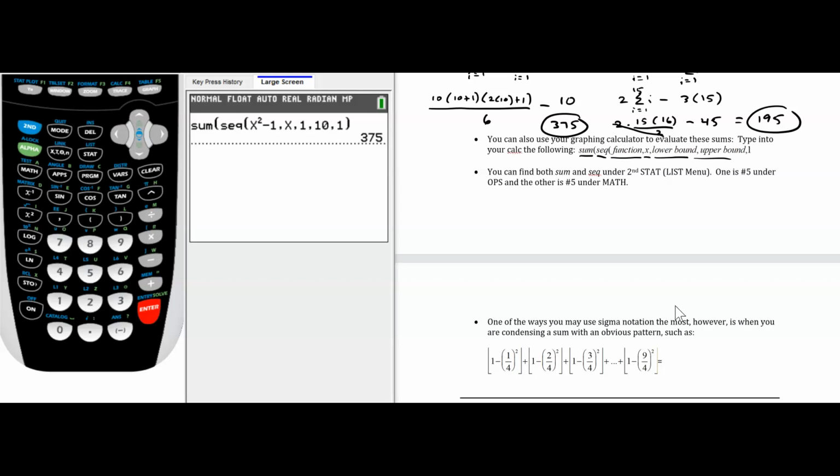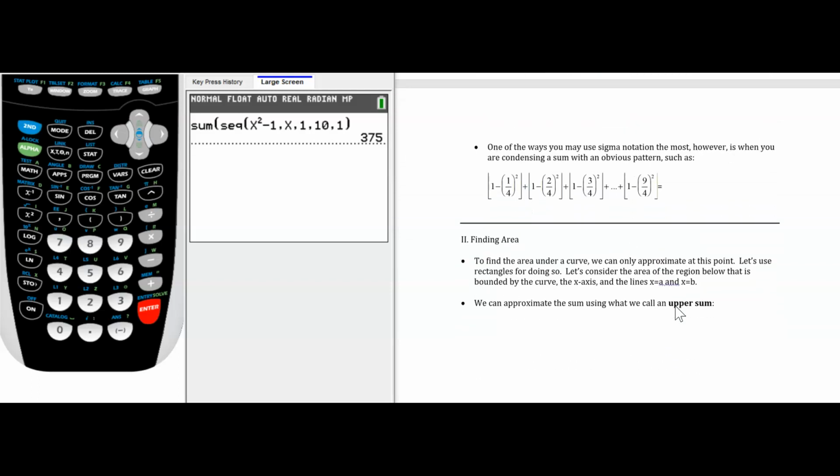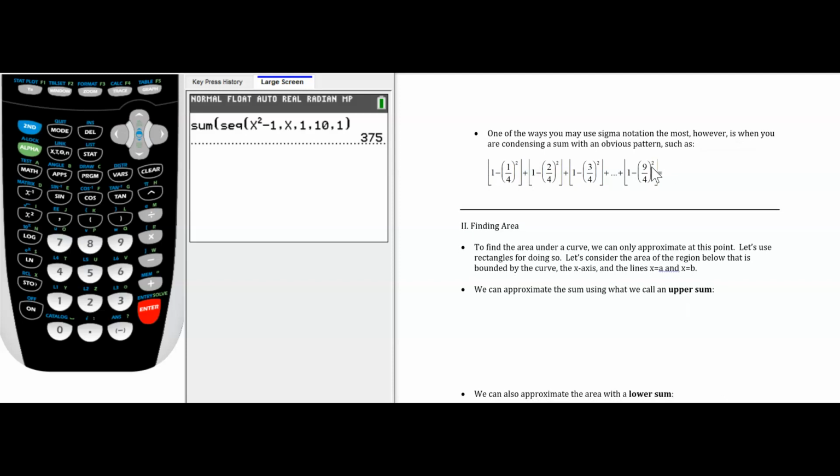So this last example that we're going to look at in this one is that sometimes you're going to have to take your patterns that have been revealed and condense them into sigma notation. So you're going to see this with the area videos coming up. When you have a pattern like this, you say, oh, well, there's only a small change each time, and at first you could see when you have this expression 1 minus 1/4 squared, there's a 1 right here, and then it becomes a 2/4 squared, and then a 3/4 squared, up to a 9/4 squared.